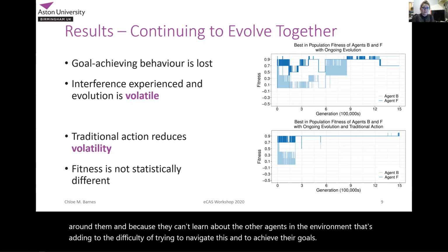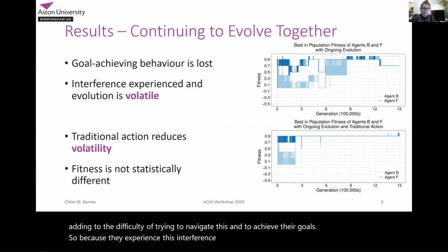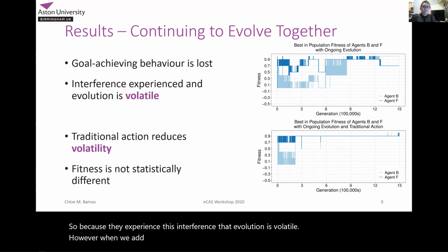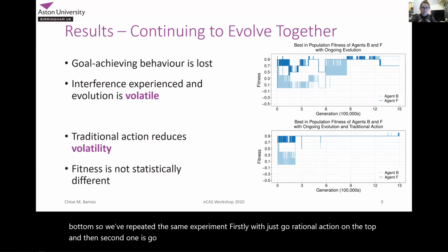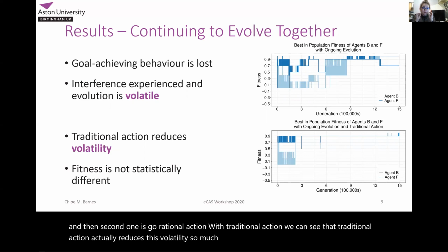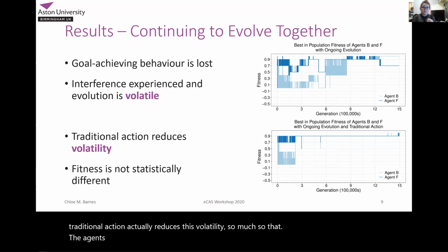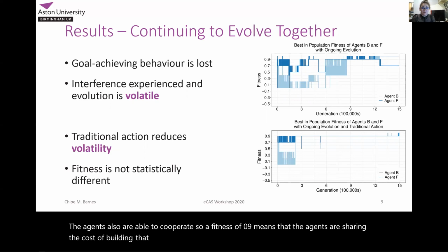So because they experience this interference, the evolution is volatile. However, when we add traditional action into the mix, which is what you can see on the bottom, so we've repeated the same experiment, firstly with just goal rational action on the top, and then the second one is goal rational action with traditional action. We can see that traditional action actually reduces this volatility, so much so that the agents actually also are able to cooperate. So a fitness of 0.9 means that the agents are sharing the cost of building that bridge. So they're much better off for this.